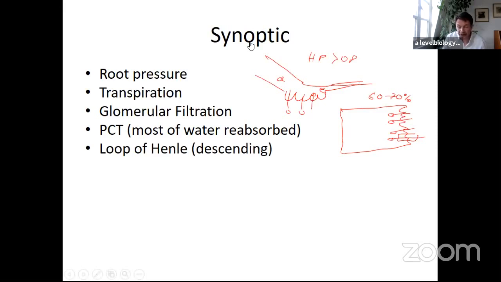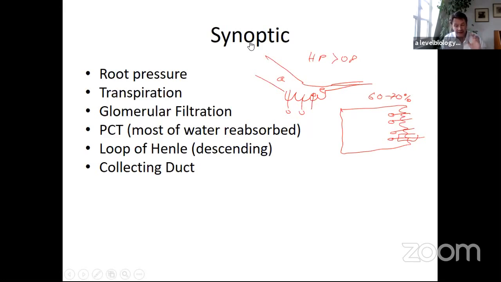Descending limb of the loop of Henle: the water is moving out by osmosis through aquaporins, in the thin part of the descending limb, because it's moving into a more negative water potential in the medulla, and that more negative water potential is being created by the active transport of ions out of the ascending limb.